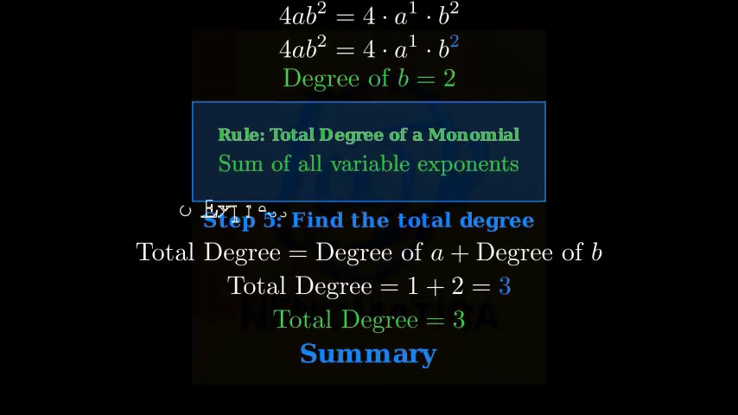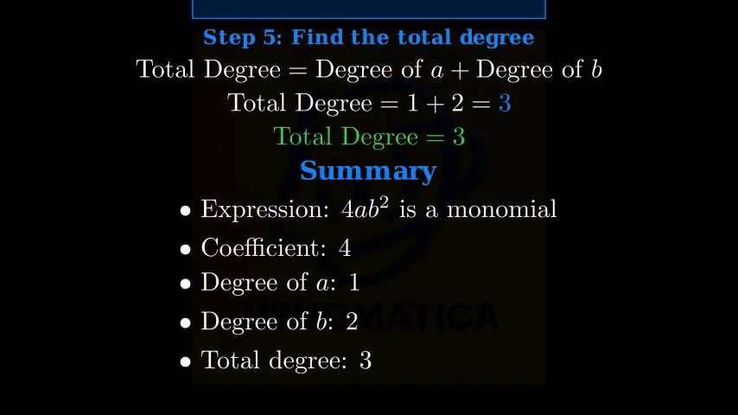Let's summarize what we've learned about the expression 4ab squared. First, we determined it's a monomial since it consists of a single term. Second, we identified the coefficient as 4. Third, we found that the degree of a is 1 and the degree of b is 2. Finally, we calculated the total degree as 3, which is the sum of all variable exponents.